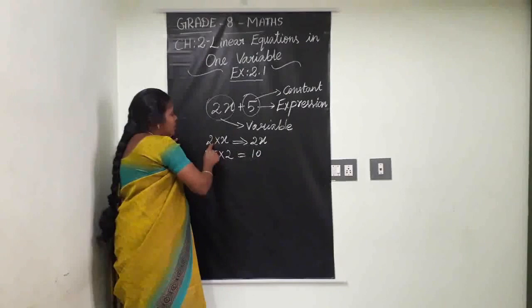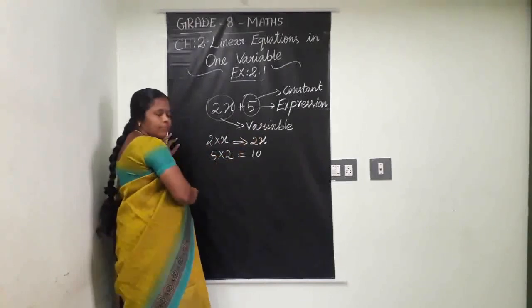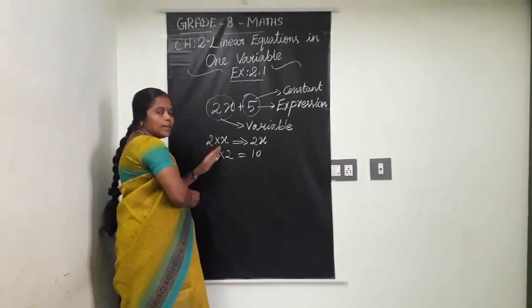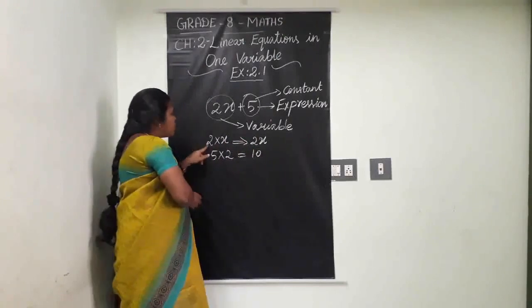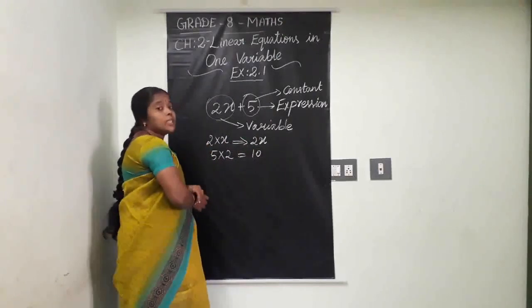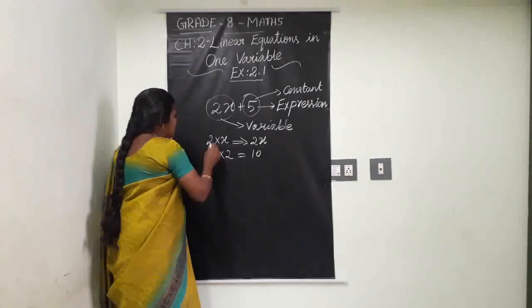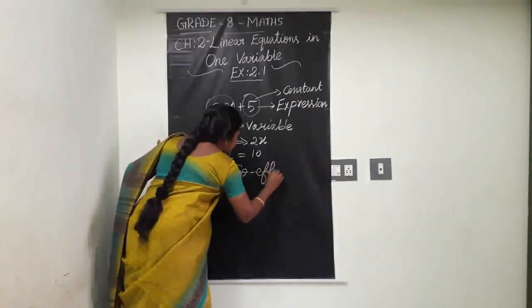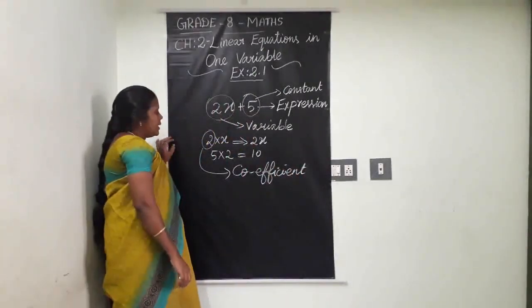Likewise, here 2 into x, 2x. In this product, 2 and x are factors of the answer 2x. Understood children? 2 and x are factors of the term 2x. In that particularly, 2 is called coefficient of the term. 2 is called coefficient. Clear children?